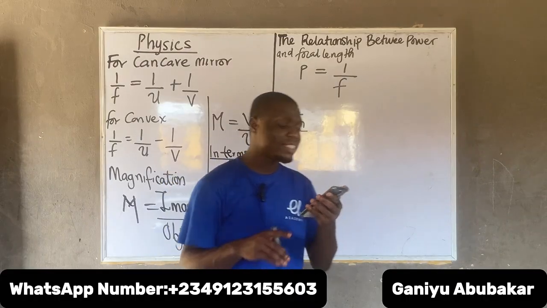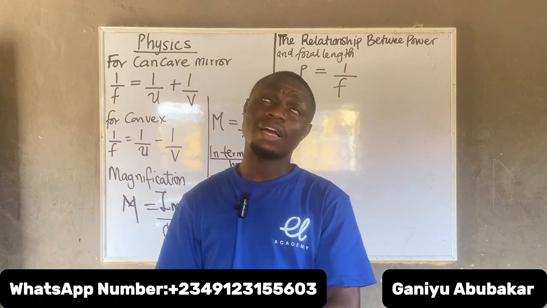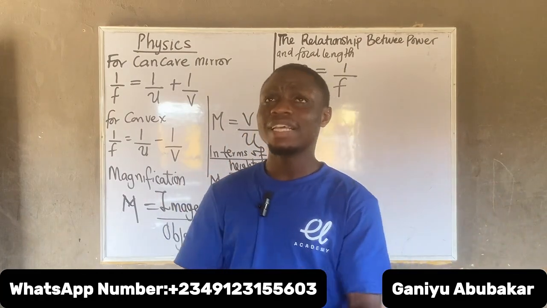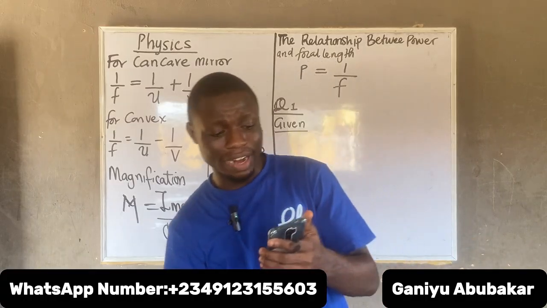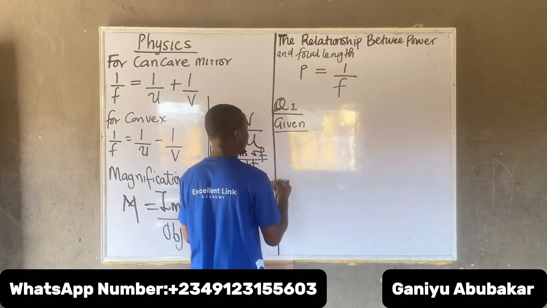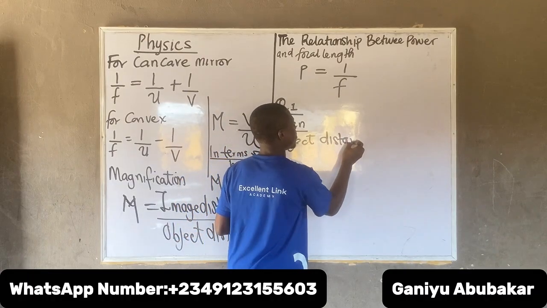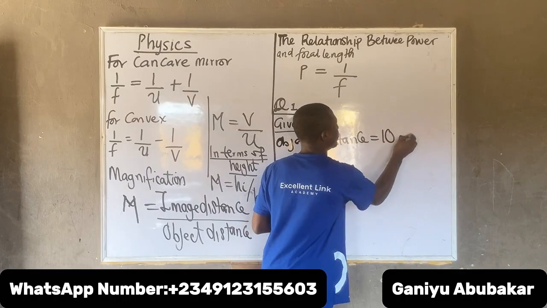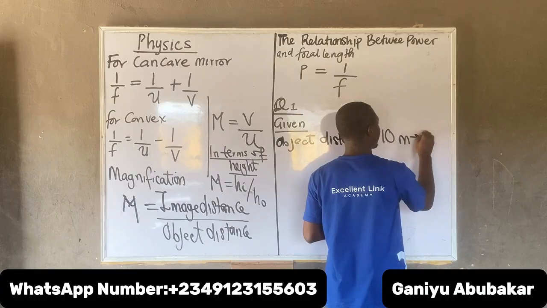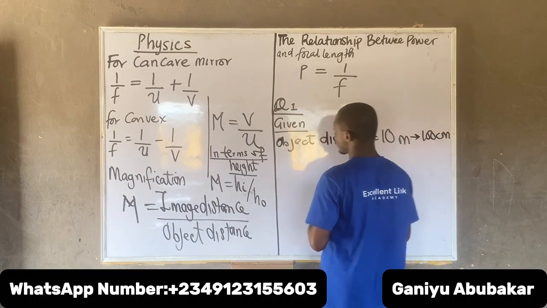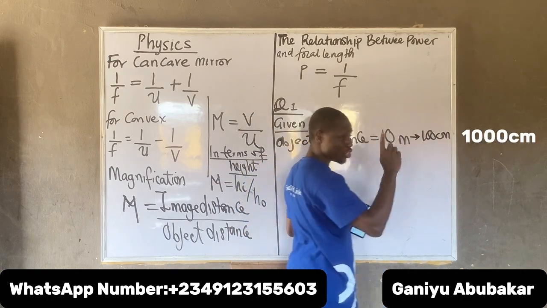Listen please, it says an object is placed 10 meters from a pinhole camera. That's the object distance, which is 10 meters. This has to do with cm, so that gives you 1000 cm. If you watch our previous class, our introduction, I explained why we are converting to cm. Go and watch it.